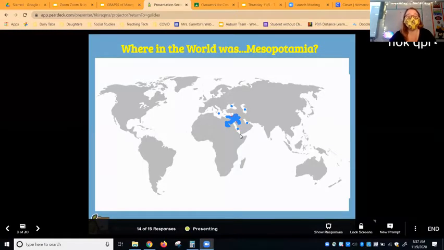So Mesopotamia is right here, almost in the middle of our map. And you want to remember that it's surrounded by those seas. So that's an easy way to find it. Mediterranean Sea, Black Sea, Caspian Sea, Persian Gulf, and the Red Sea.